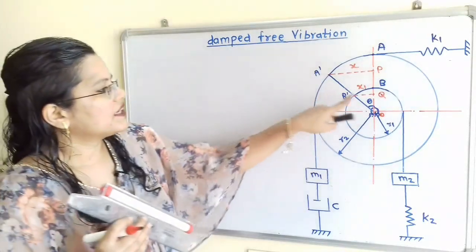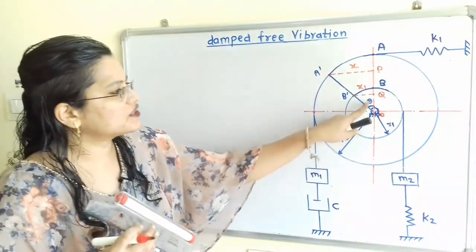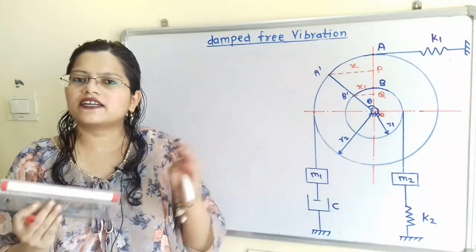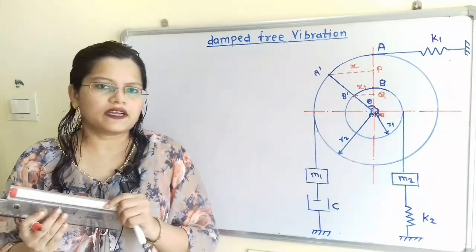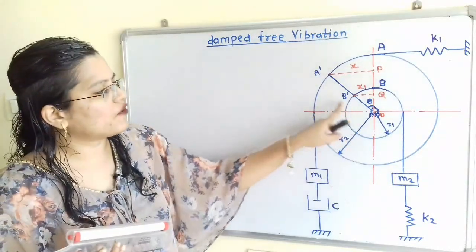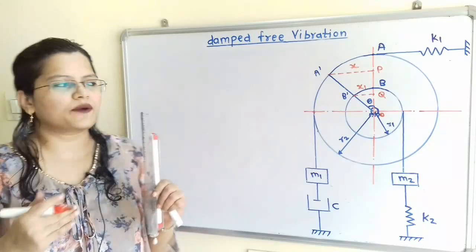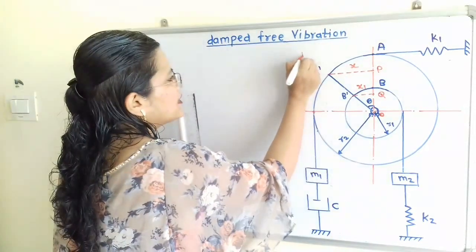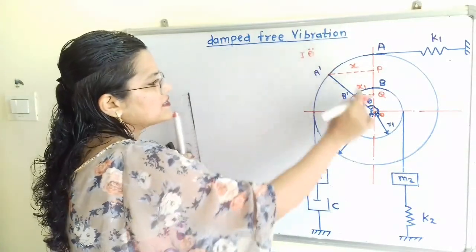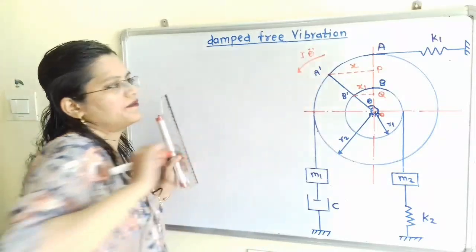Now if this disk is rotating in the anti-clockwise direction through an angle theta, then an accelerating torque or accelerating couple develops. We will consider the mass moment of inertia for this combined disk to be I. So what is that accelerating couple? The accelerating couple is I theta double dot, and its direction is the same as theta, that is, the anti-clockwise direction.